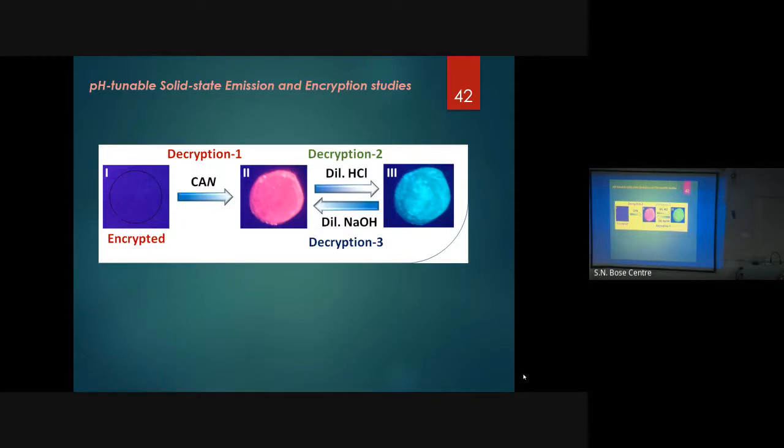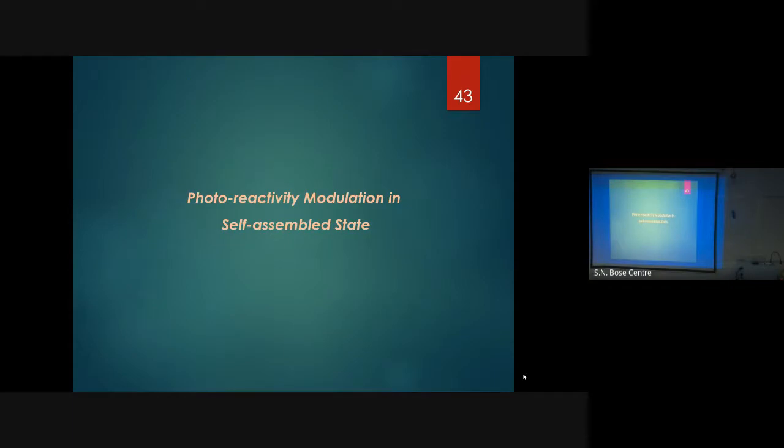So if you think about something which is invisible here, this is actually 3-layer encrypted, because you can see 3 different colors by using 3 different stimuli. We have not drawn any letters and all, but this is a kind of application in the solid state. So this is what we can achieve with the project, that not only in solution, we could see multi-stimuli responsive FRET, also in the solid state. Now I will come to the last part of my talk.